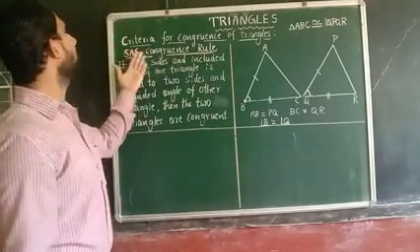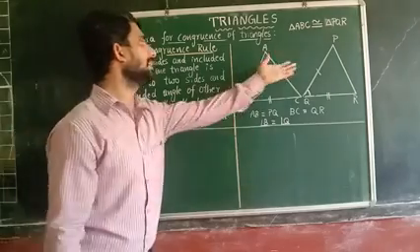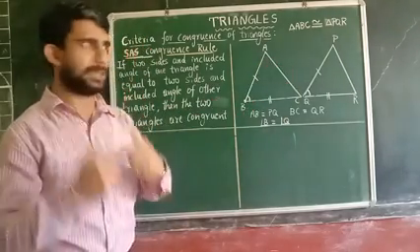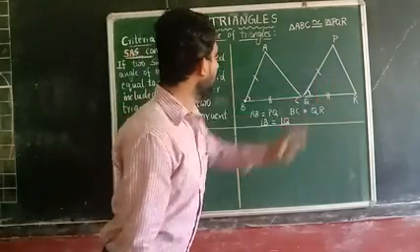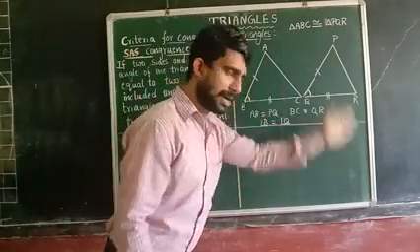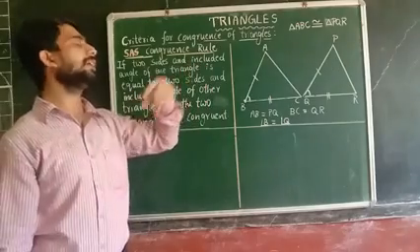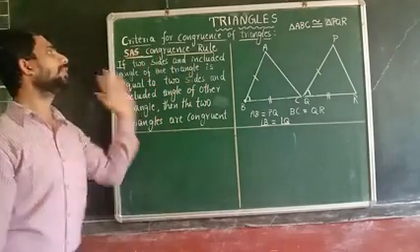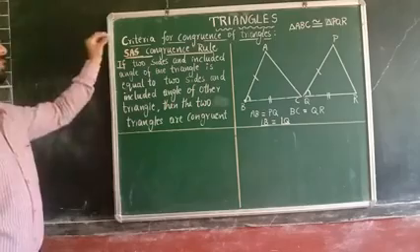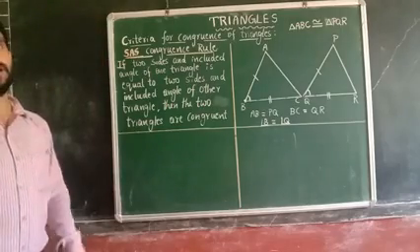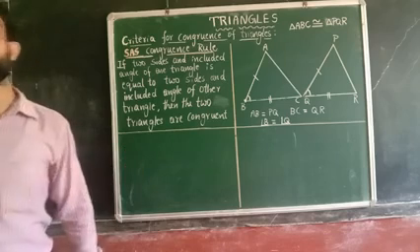By using this congruency rule I can say that these two triangles are congruent. What does it mean? AB is equal to PQ, similarly AC is also equal to PR. If it is congruent, then the corresponding parts must be equal. This is one of the rules to say two triangles are congruent. Okay, let's see the next rule.